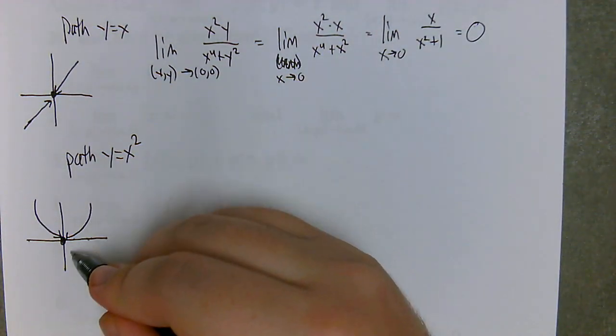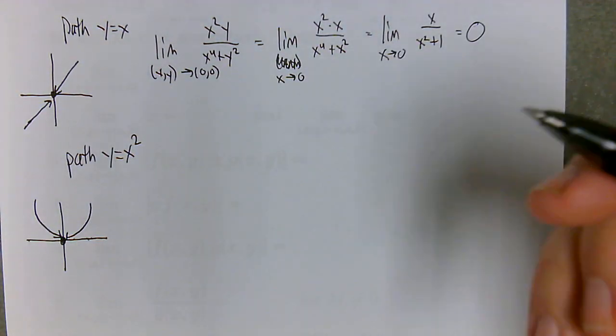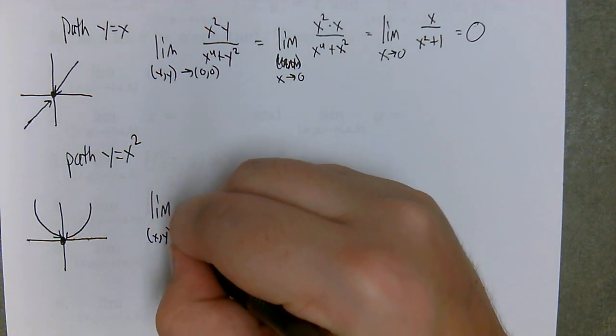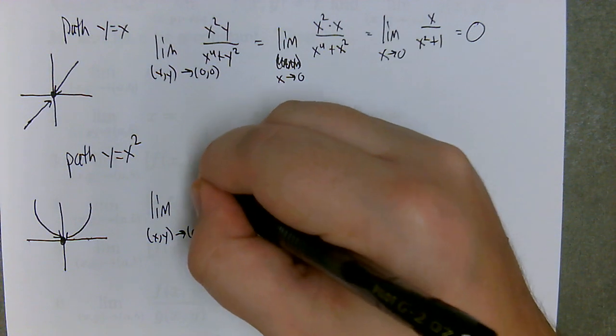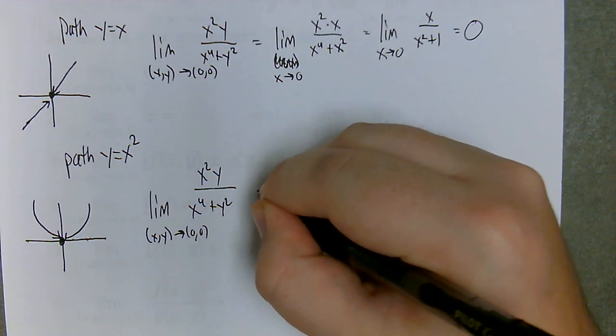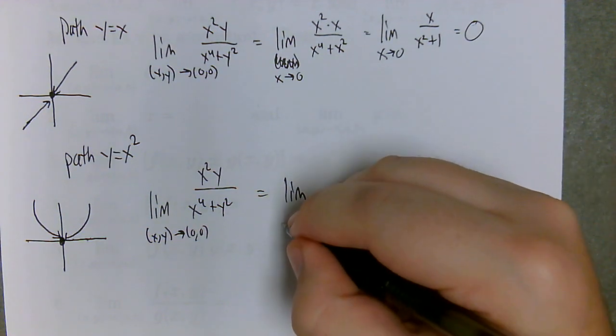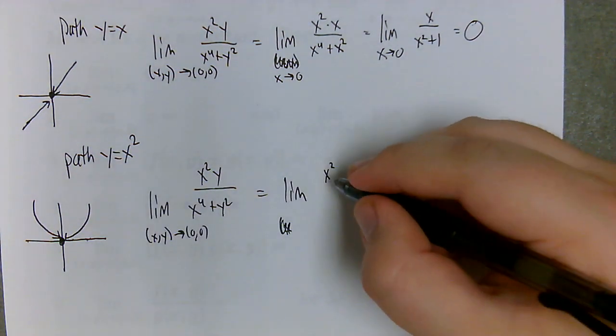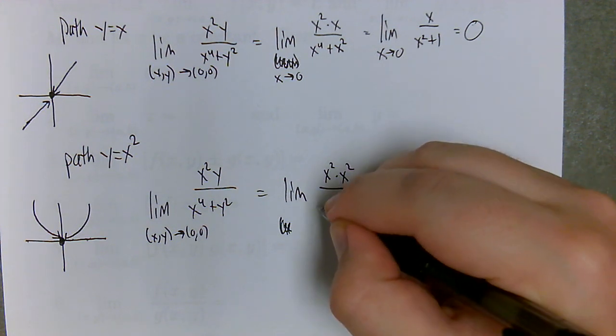And you are allowed to do that. These can be curved paths. They don't have to be straight paths right here. All right, so what will this do to our original limit? So if we begin with x squared y over x to the 4th plus y squared, then what will we have now? Well, let's see here. Every time I see a y, I can substitute in x squared.